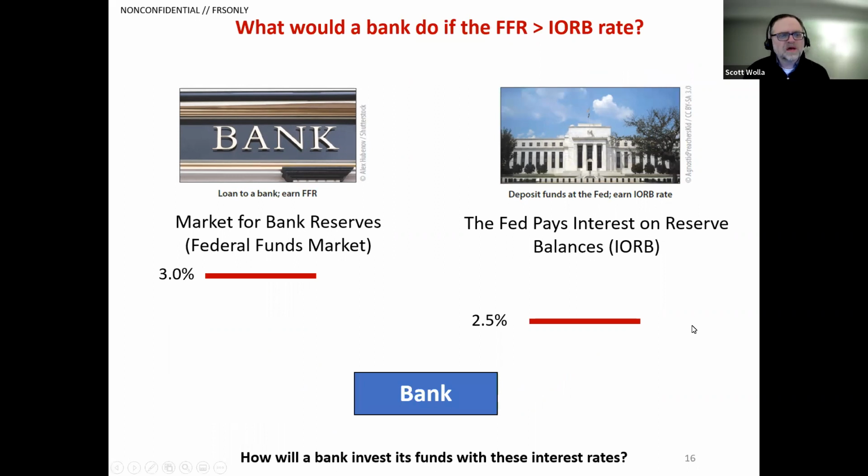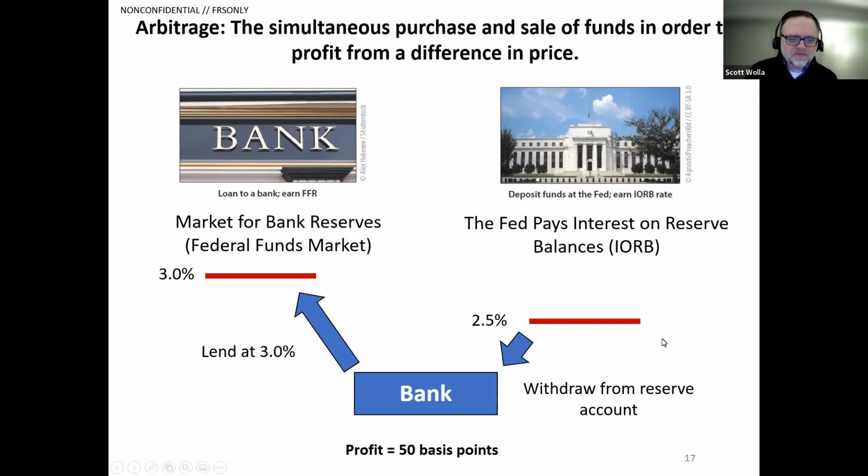Let's do another example. We're going to keep the interest on reserve balances rate the same, 2.5%. But now let's imagine that the federal funds rate is at 3. Again, this normally doesn't happen, but this example is there just to show that arbitrage guarantees that if there is a gap, it will close quickly. So in this scenario, if you're the bank, you decide, I'm going to take my money out of the Fed. I'm going to withdraw from my reserve account, and I'm going to lend it in the federal funds market at 3%. So you're going to get that same profit margin.